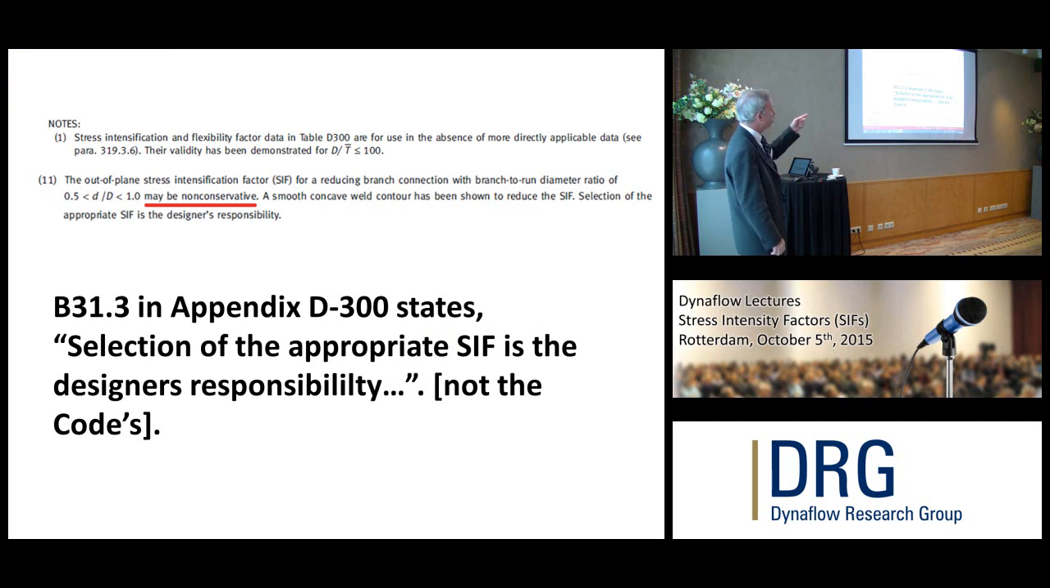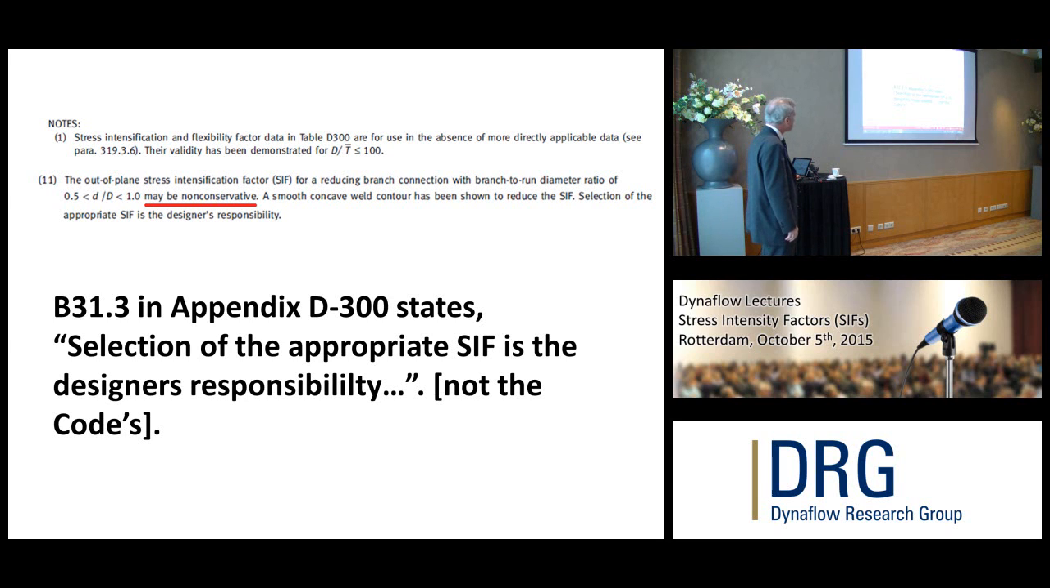The code, of course, was written originally. This is note 11 in B31.3 Appendix D today. It says the out-of-plane SIF for reduced branch connections when the d over D ratio is between 0.5 and 1 may be non-conservative. So it tells you what you're doing today is non-conservative. Selection of the appropriate SIF is the designer's responsibility. It's yours. So they're putting all the responsibility on the designer, not Caesar, not COADE, not us, not me, not the code committee guys. It's all on you. So this is the reason that B31J needs to get into the code documents.